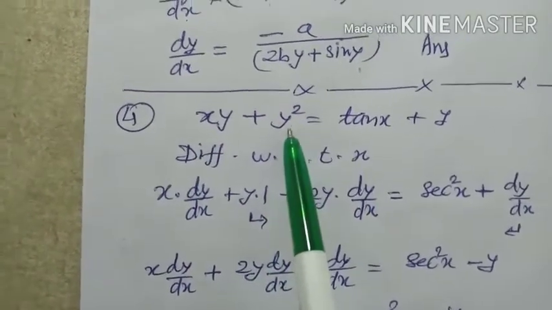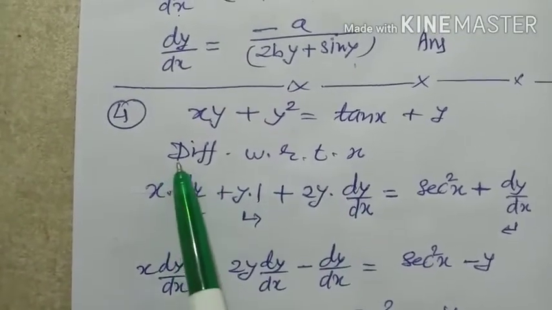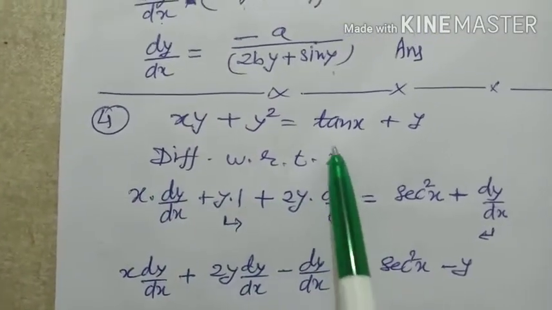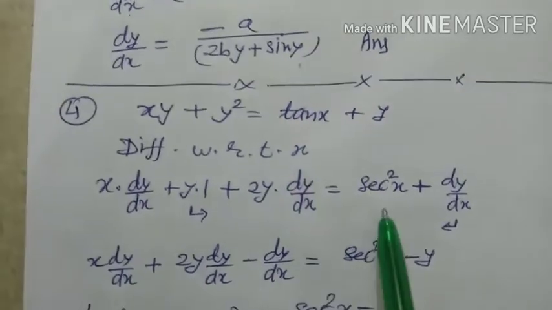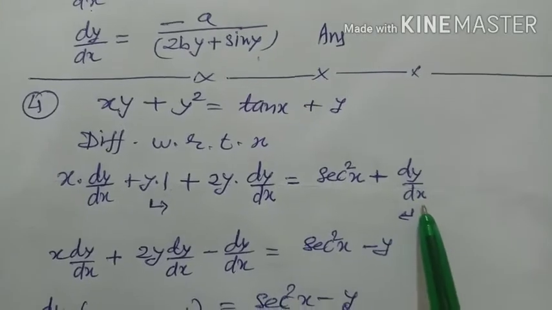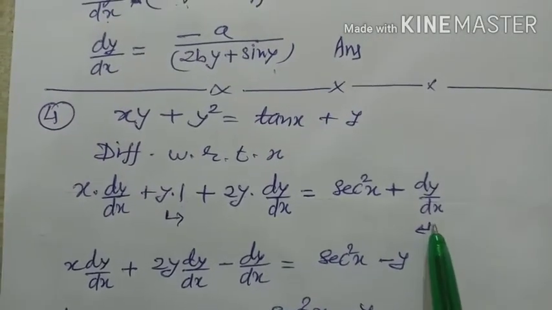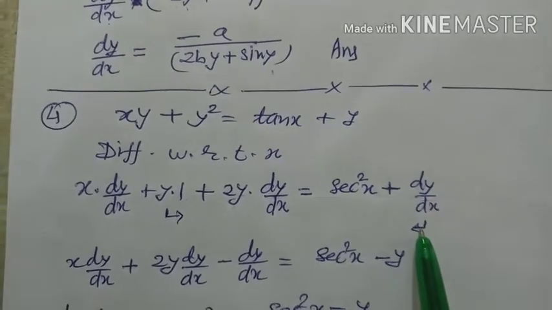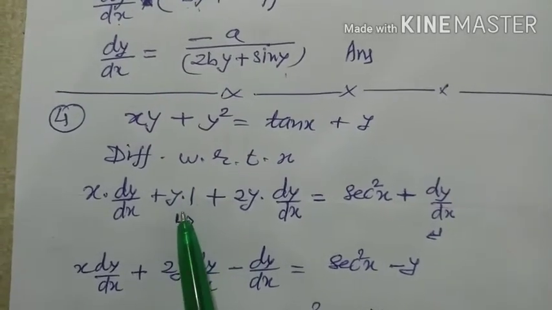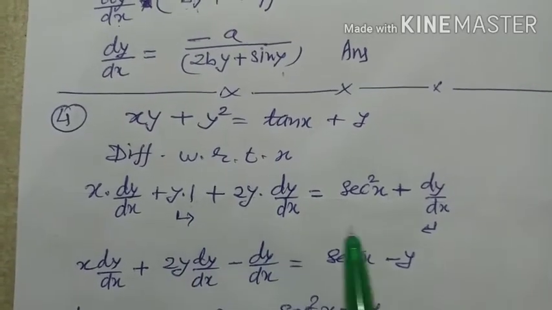Now differential of y square is 2y, but dy upon dx also, because here we are differentiating with respect to x. Now differential of 10x, which is 10, and differential of y, that is 1, but dy upon dx. Let's see, this is dy upon dx, and this is dy upon dx. So this term dy upon dx transfers to the left side, and this term, which is free from dy upon dx, will be transferred to the right side.